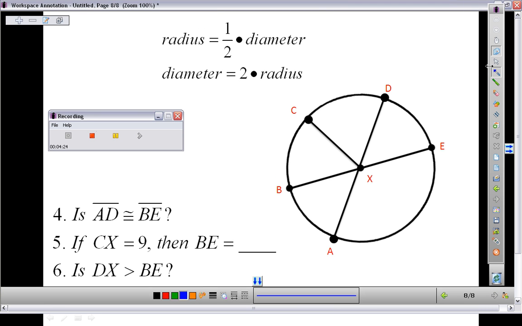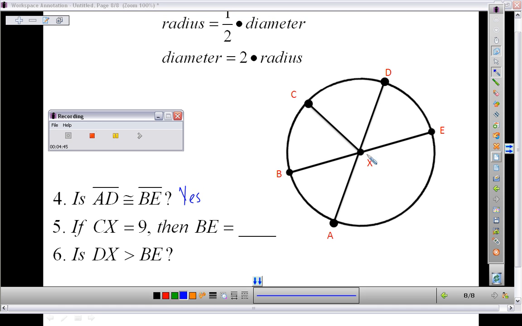Number 4, is segment AD congruent to segment BE? Here's segment AD, here's segment BE. They are chords that go through the center, making them both diameters. Just like all radii of circles are congruent, all diameters of circles are congruent. So this would be yes as well.